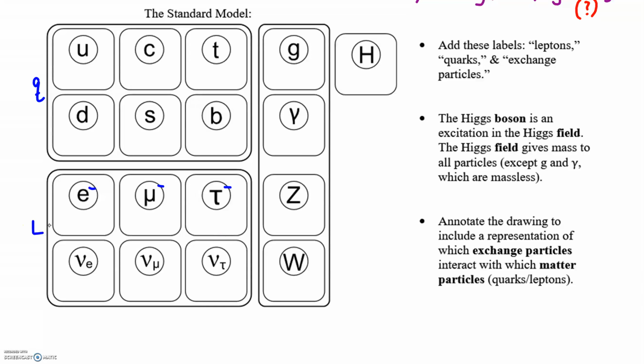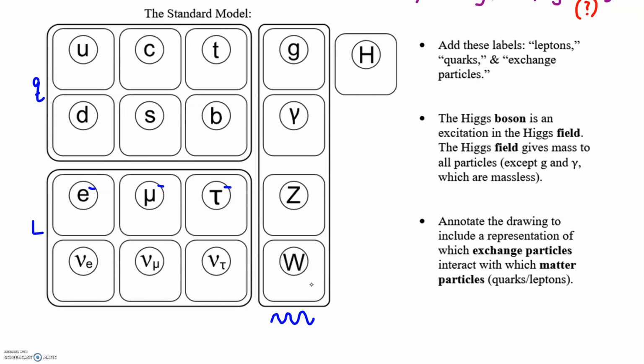What about the exchange particles? Well, you've got your gluons, your photons, your Z bosons and your W bosons. So all of these, we're going to draw as a squiggly line. That's how we represent exchange particles in Feynman diagrams. Ooh, Feynman diagrams, those are fun.